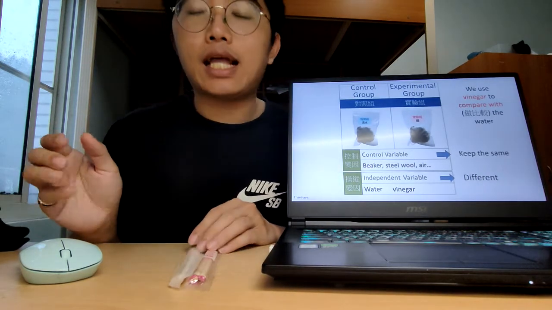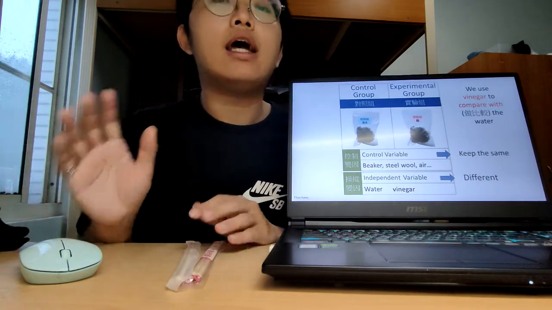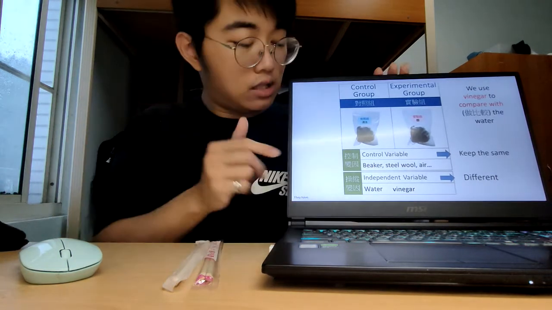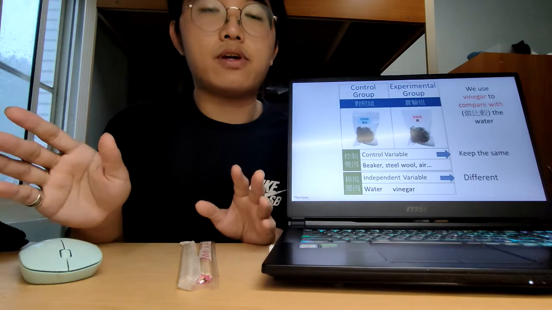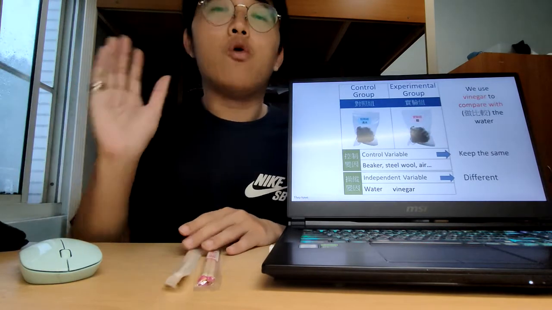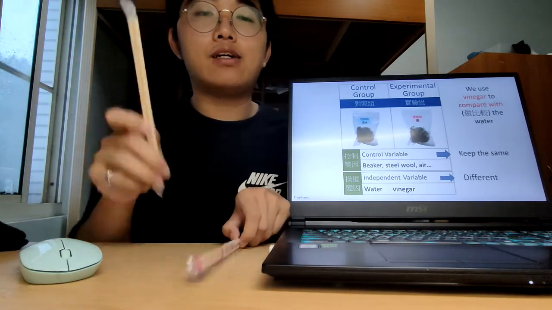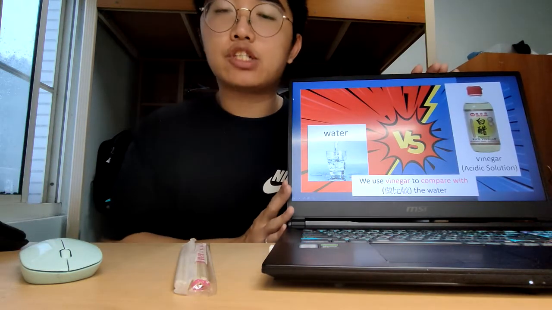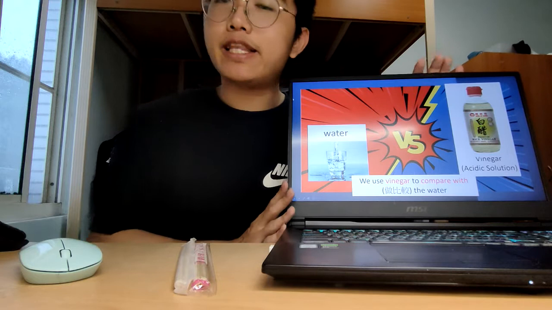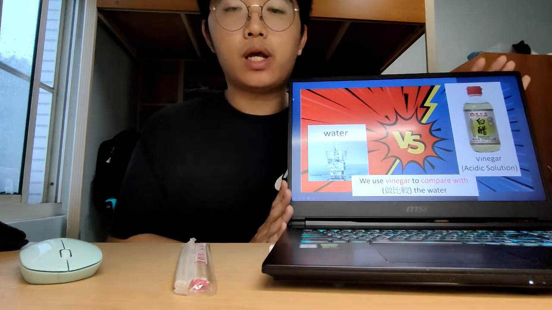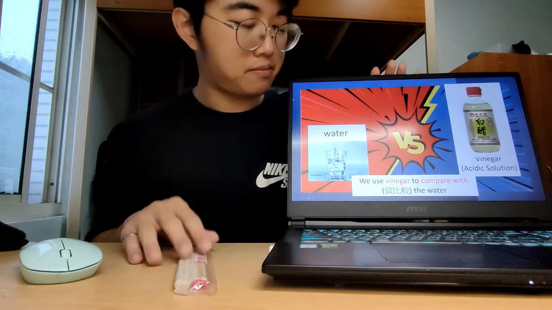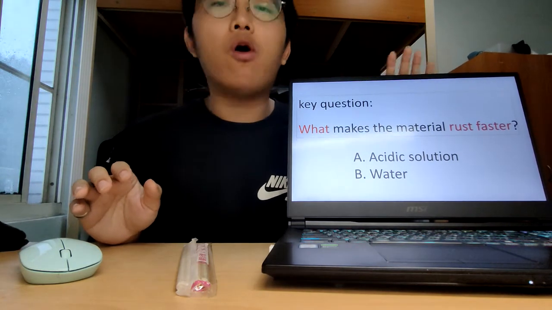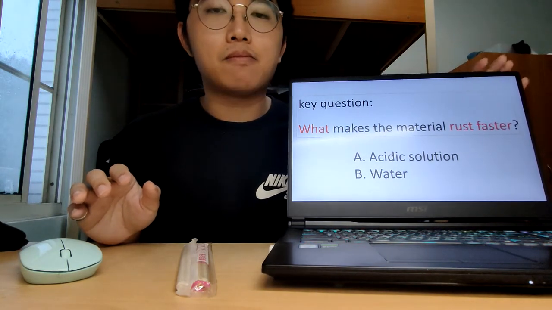So what is independent variable? Independent variable is something different. The water and the vinegar are different. In this experiment, we use vinegar to compare with the water. Here is the picture. We use vinegar to compare with the water. Here comes to our key question. What makes the material rust faster?